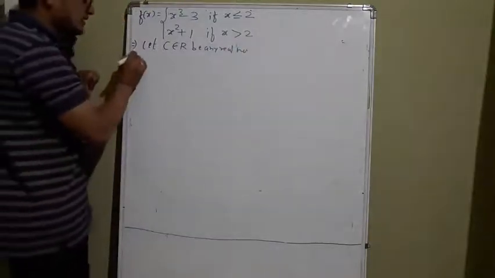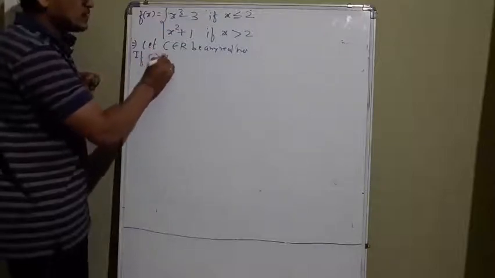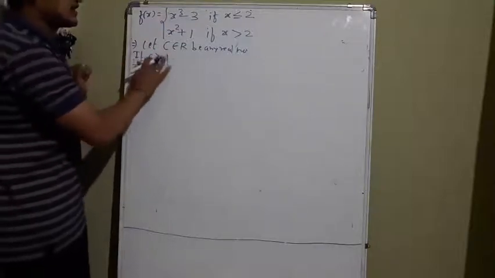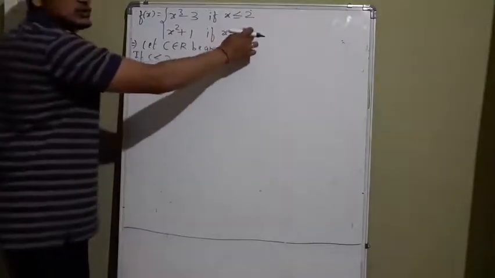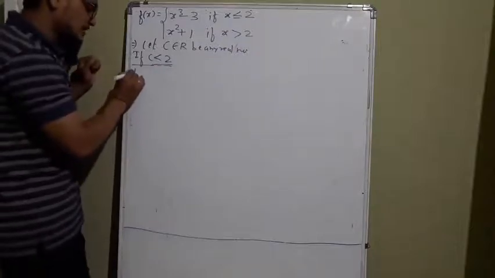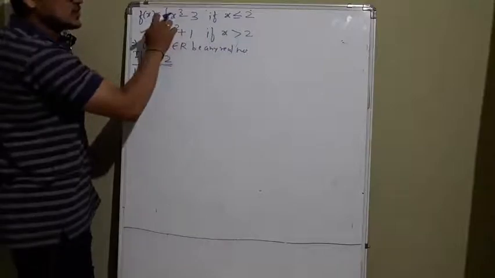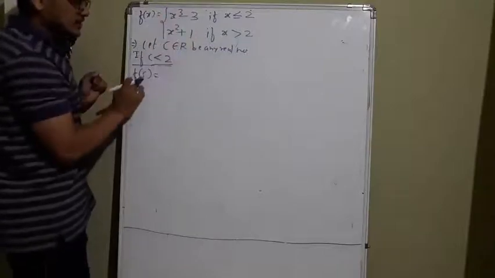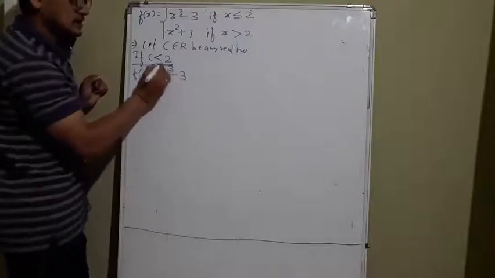Then you have to follow with the cases now. Take the first case, c is less than 2, because your limit point is 2 here. If c is less than 2, first we have to check f of c. So for less than 2, function is what? x cube minus 3. But x is what here? c. So it is c cube minus 3.